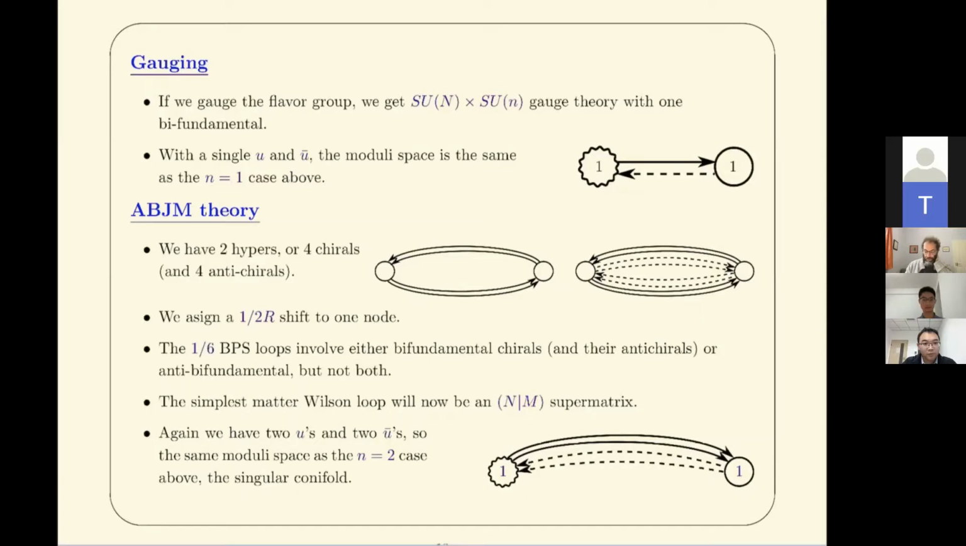In ABJM theory, I have more matter fields. So here is the picture with just the chiral fields. Here is the picture with the anti-chiral fields as well. And if I restrict just to the chirals and just to this pair of fields here, I get this Wilson loop. And the number of parameters are again 2 U's, 2 U bars. So again, we get the conifold.